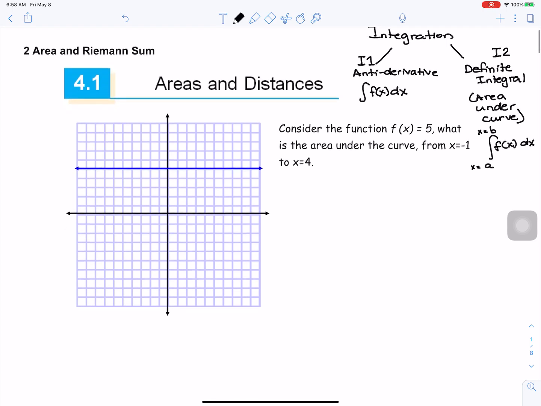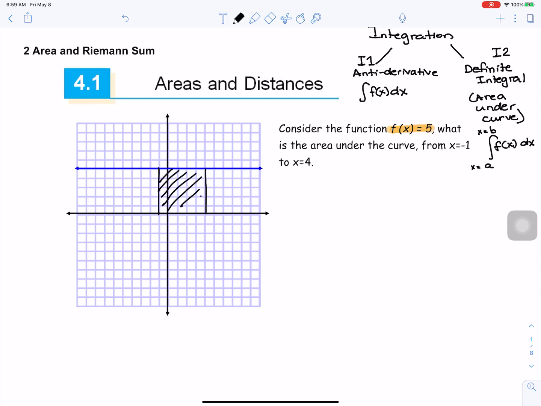Now, in order to understand how this developed, we want to pay attention to finding areas under the curve. So let's do some examples. We already know how to do this for some functions, but as the functions get more complicated, we have to start introducing integration. So let's say I have a function f of x equals 5, just a constant function. I'm interested in finding the area under the curve from x equals minus 1 to x equals 4. So 1, 2, 3, 4. So I'm interested in this area.